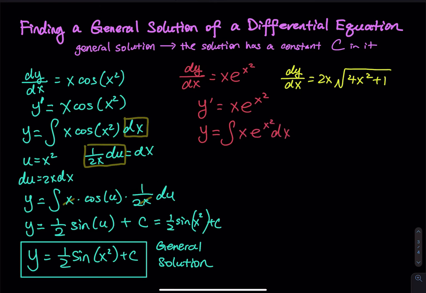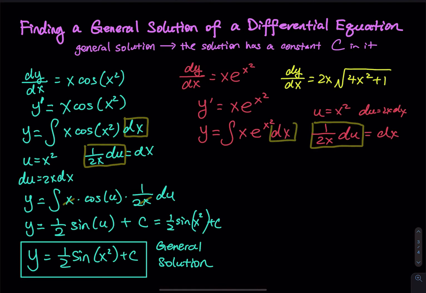This is another u substitution problem. So u is equal to x squared. du is equal to 2x dx, and then the x will get rid of the x in front of the e. 1 divided by 2x du is equal to dx, and then we do a change of variable, so we replace the dx by the 1 divided by 2x du.